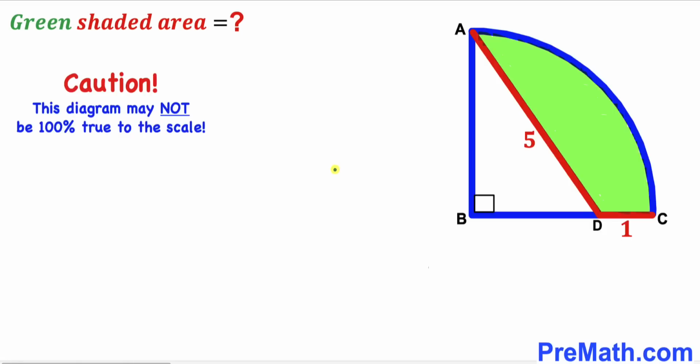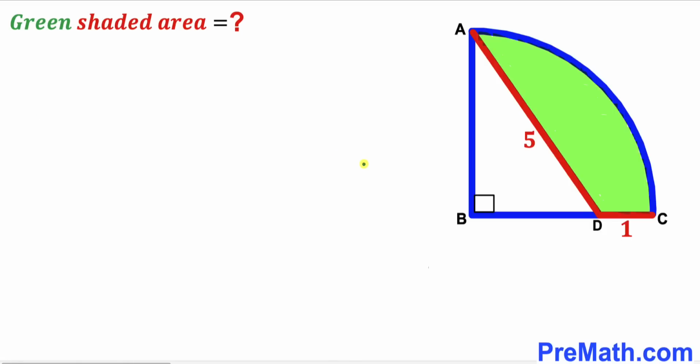Please keep in mind that this figure may not be 100% true to scale. Let's go ahead and get started, and let's focus on this quarter circle. Let's assume this radius AB is lowercase r. Then this other radius BC is going to be lowercase r as well.